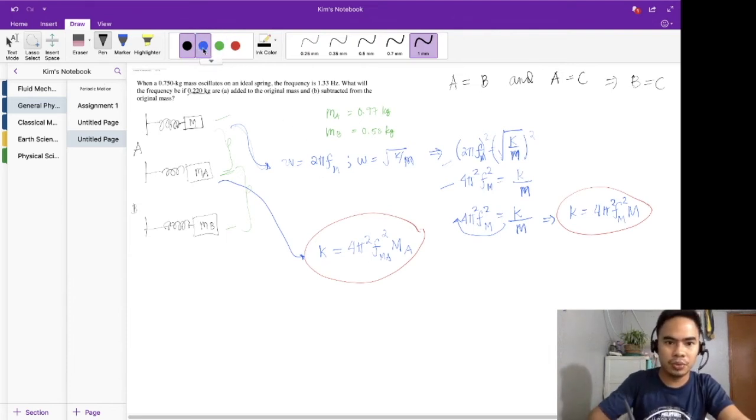I find blue uncomfortable on my eyes, so I think I'll go with black.